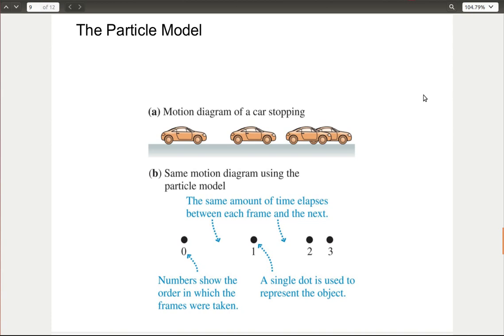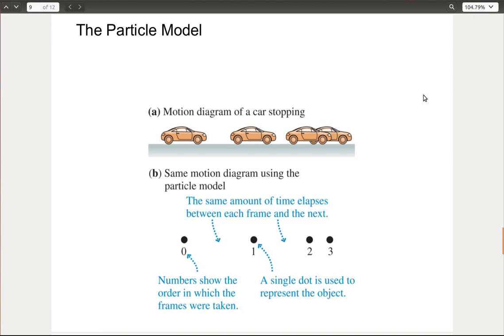I want you to think of some reference point on the car. You can choose the headlights or the tire or the middle of the car or the bumper, but choose some reference point and draw a dot where the bumper is at equally spaced time intervals. So every 1/10 of a second, draw a dot to represent where the bumper is.